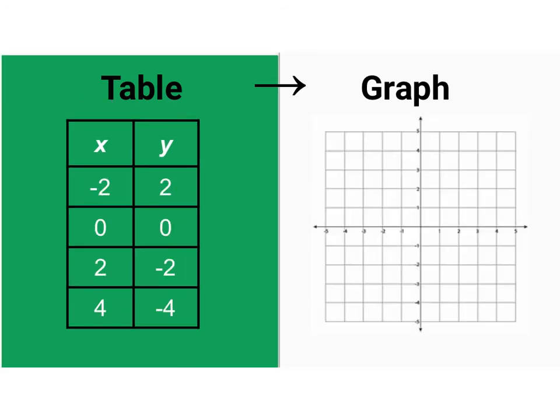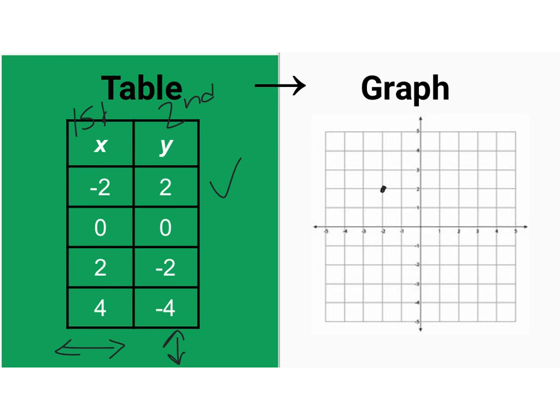All right, one more example of going from a table to a graph. So our first ordered pair is -2, 2. Remember, we're gonna do our x values first, which is where we go left or right, and then second, we're gonna do our y values where we go up or down. So our first ordered pair again is -2, +2. So -2 means I'm gonna go left 2, and +2 means I'm gonna go up 2. So there's my first ordered pair.